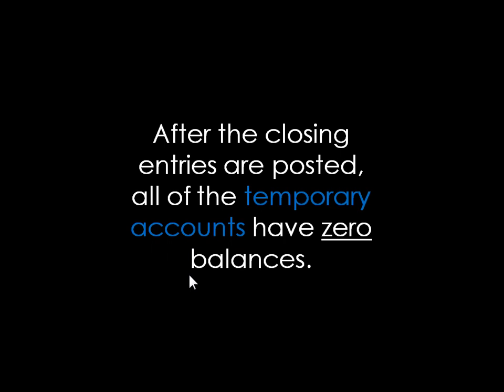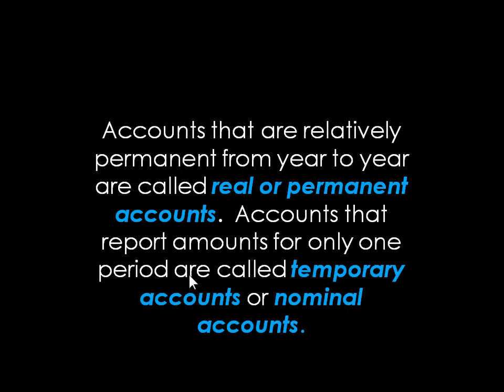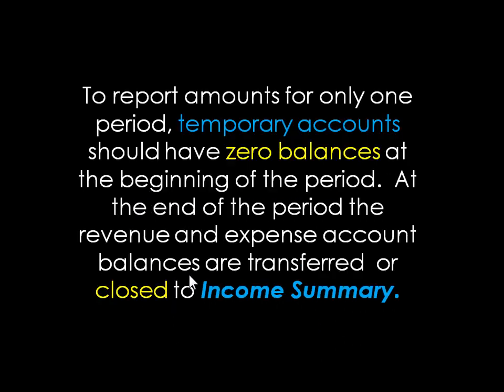Closing entries are posted out of all the temporary accounts, and at the end they will have a zero balance. Accounts that are relatively permanent from year to year are called permanent accounts, things like cash, liabilities, fixed assets, etc. Accounts that report amounts for only one period are called temporary accounts. Those are all of your income statement accounts and your drawing account. So those are the ones that you clear out every year, empty the buckets, and get yourself ready for the next year or the next period. To report the amounts for only one period, the temporary accounts have to be zeroed out.